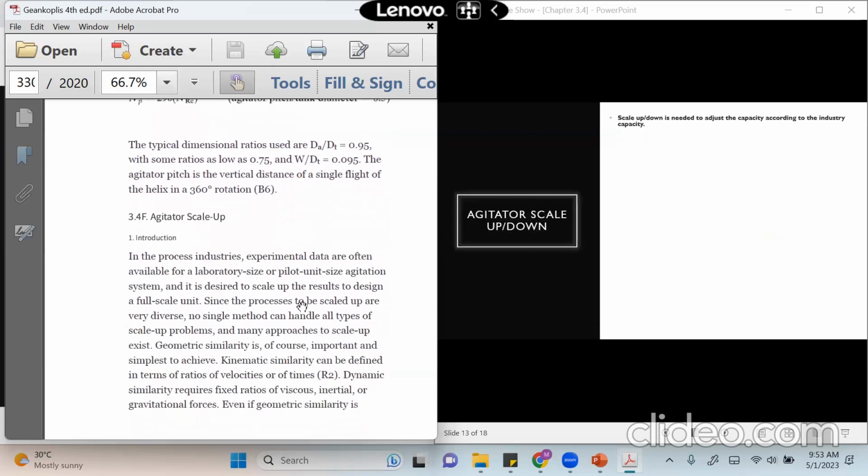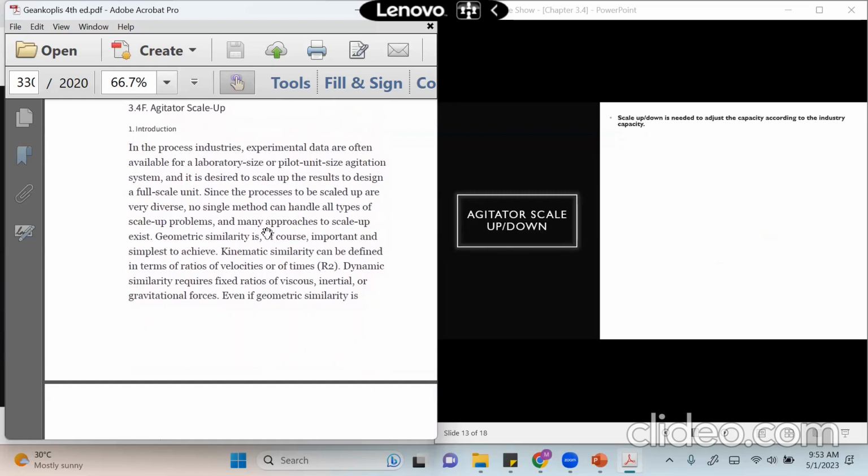Okay. Now I will go to the agitator scale up or scale down, perbesaran atau pengecilan. So scale up and scale down are needed to adjust the capacity according to the industry capacity. Okay, now the procedure is as follows. So first we have to calculate the R. R is the ratio of scale up or scale down.